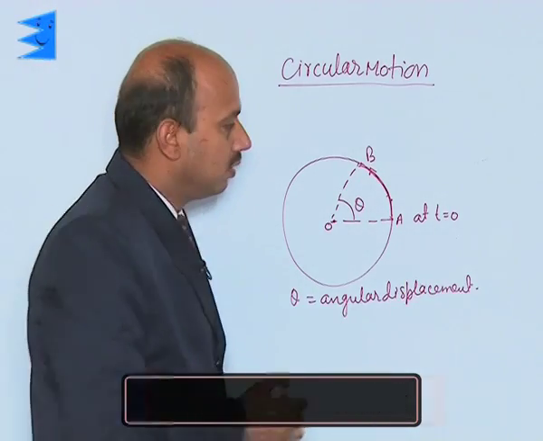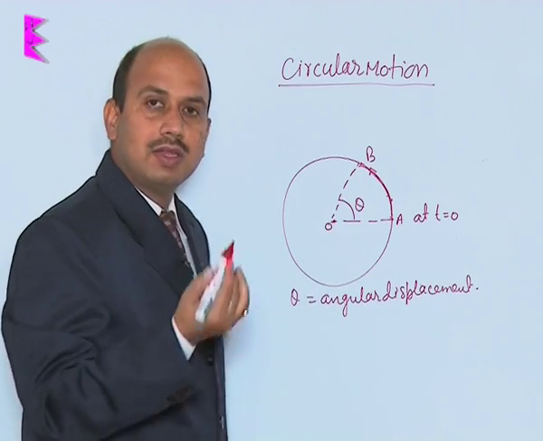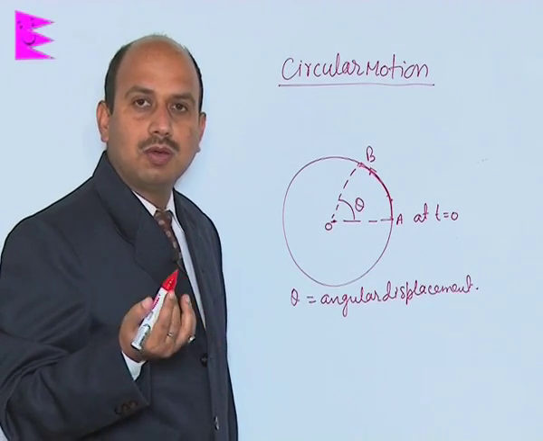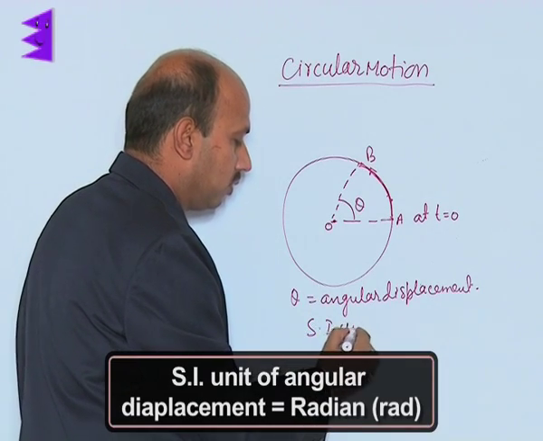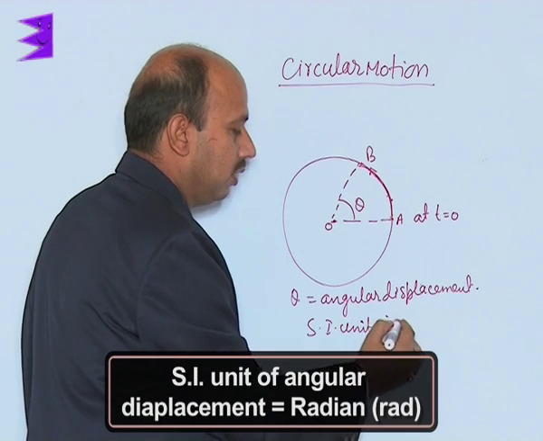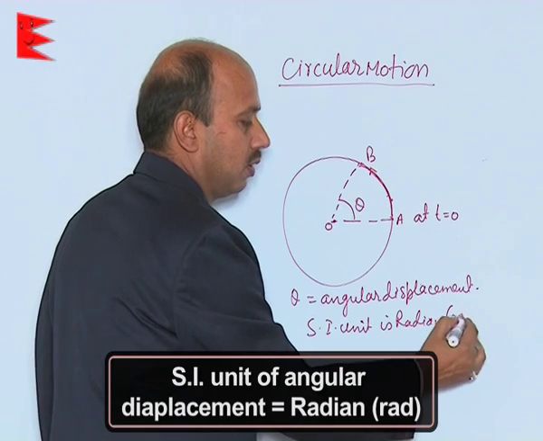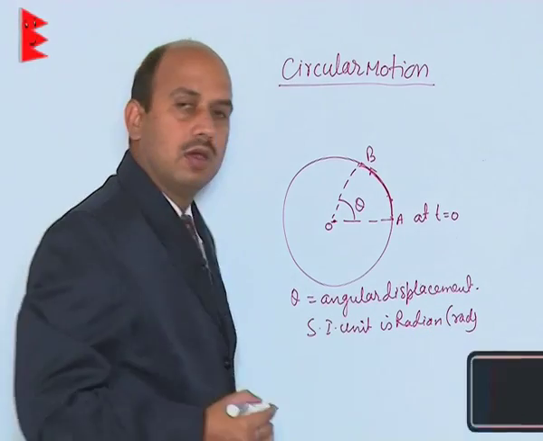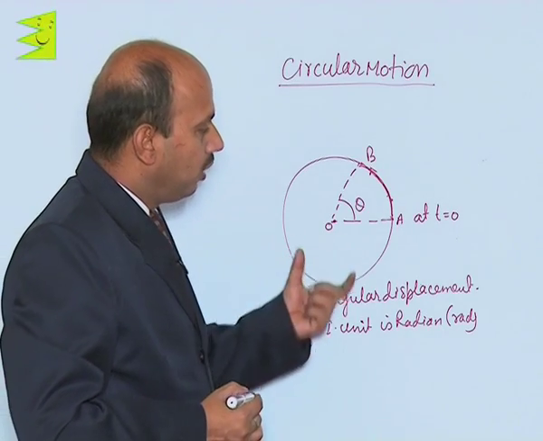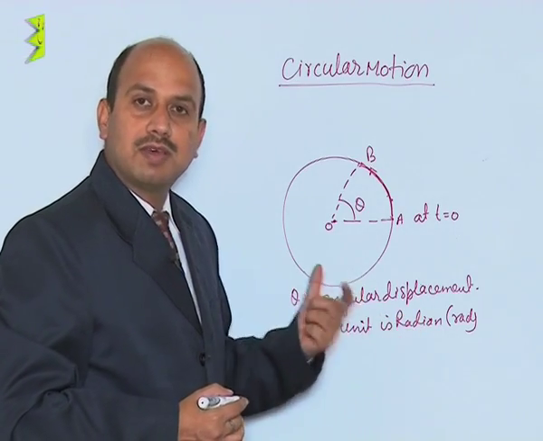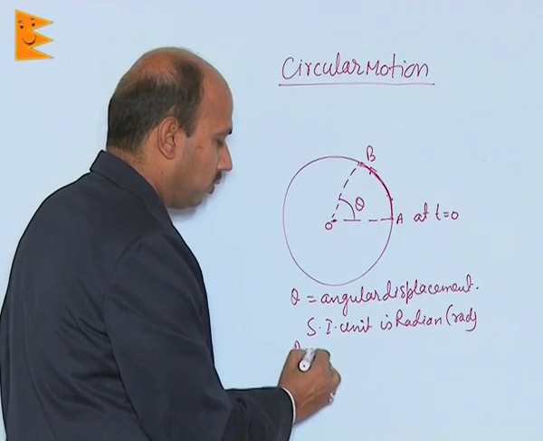So, simply, the angle turned by a body moving in a circular path in a given time interval is known as angular displacement. Its SI unit is radian. If the body has angular displacement, it must have velocity also. So, the velocity we take here is angular velocity.